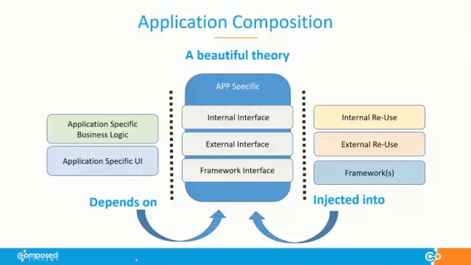So in theory, it would be nice if we could create a set of interfaces to separate everything out, right? We've got our application-specific business logic, we've got our application-specific UI, we've got the application itself that ties those two things together, and then we have a bunch of interfaces to all these different modules. We have an interface to the framework, an interface to our internal reuse code, and to our external reuse code. Everything's happy, beautiful, we love this.